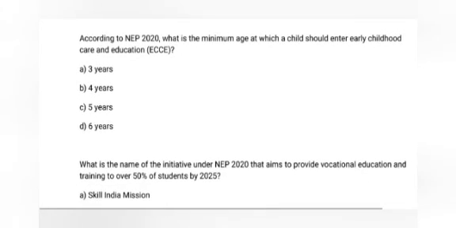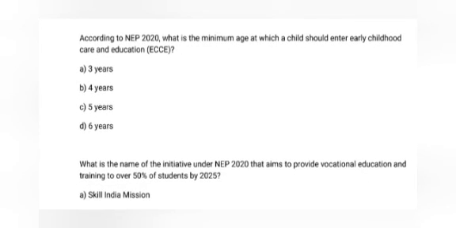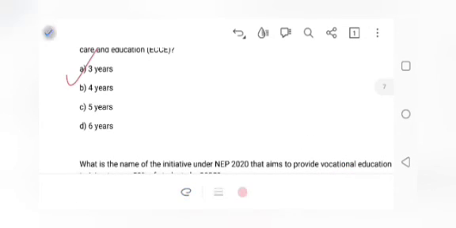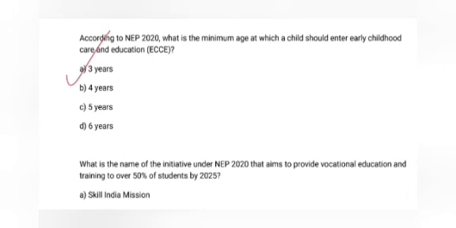Next, according to NEP 2020, what is the minimum age at which a child should enter early childhood care and education, which is in short form called ECCE? 3, 4, 5, 6 years? It will be 3 years. Number A, 3 years.